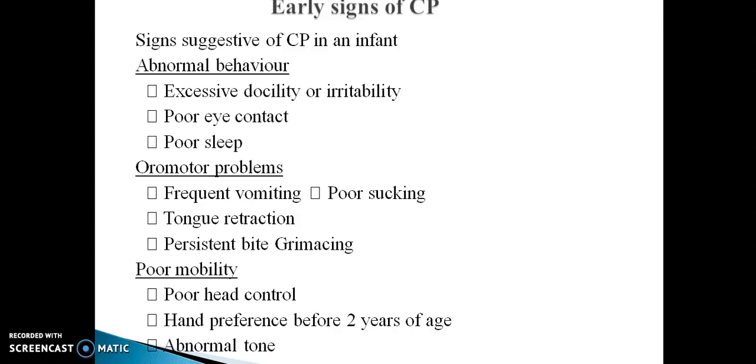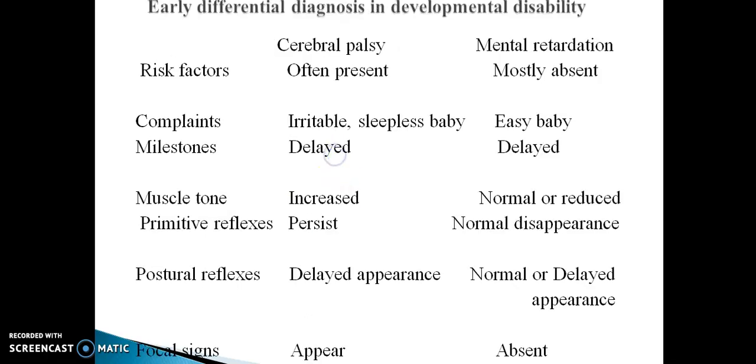Next one is abnormal tone, poor mobility, early sign is poor head control, hand preference before the age of 2 years, then abnormal tone, abnormal muscle tone. So, these are some of the early signs in differential diagnosis in developmental disability, where mainly the developmental milestones are all affected in these children.